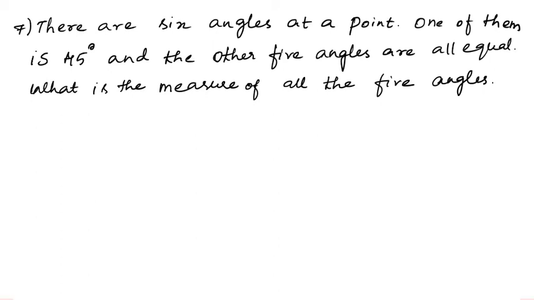Seventh question, there are 6 angles at a point. One of them is 45 degree and the other 5 angles are all equal. So what is the measure of all the 5 angles? So they are saying that at a point there are 6 angles.